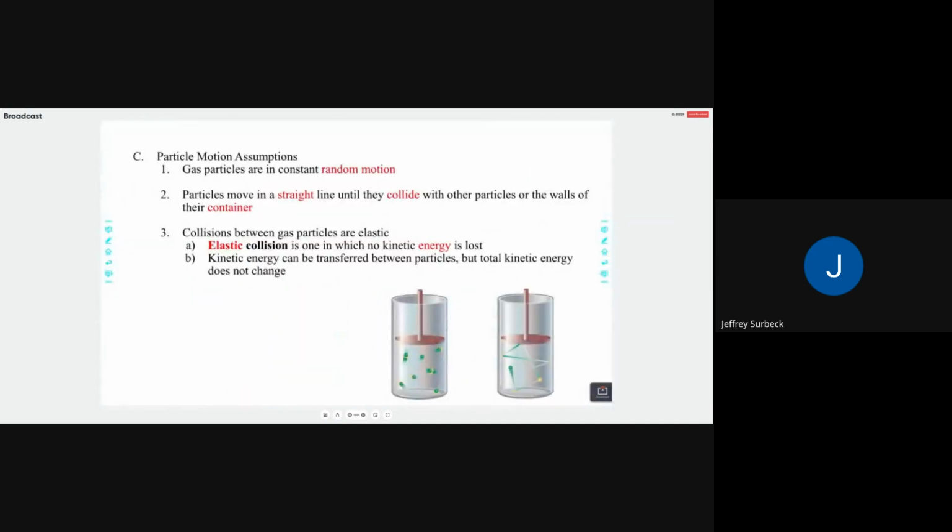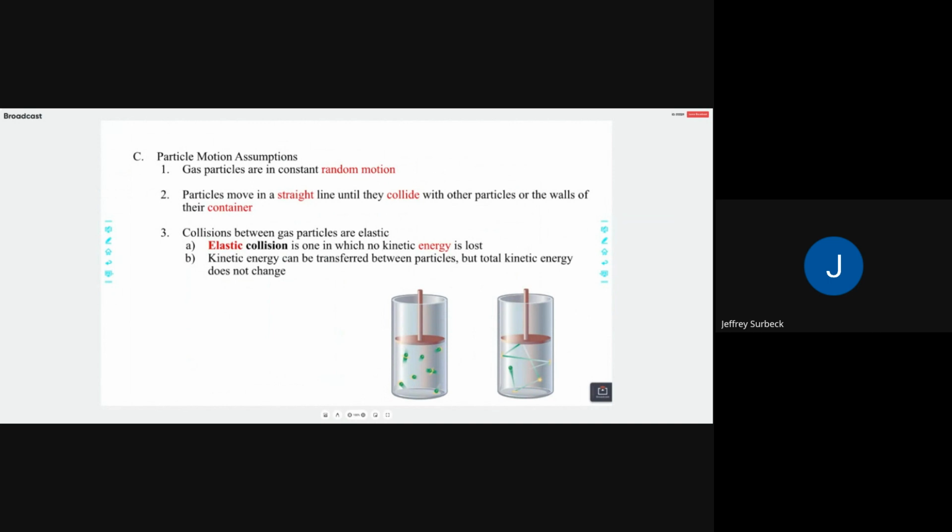The next assumption is our particle motion or movement. It states that a particle, and particularly a gas atom here, because that's how they initially described the kinetic molecular theory, is in constant motion. It is constantly moving.